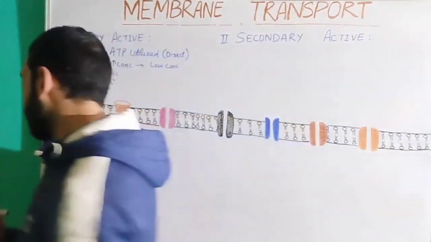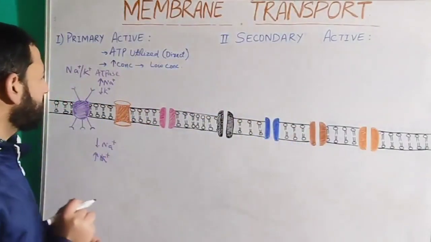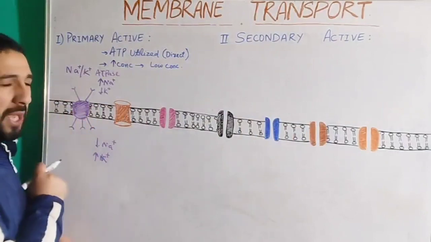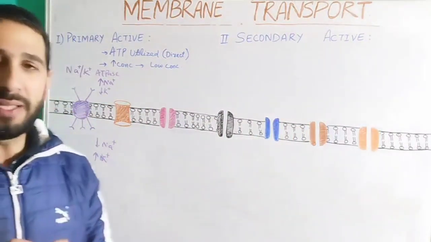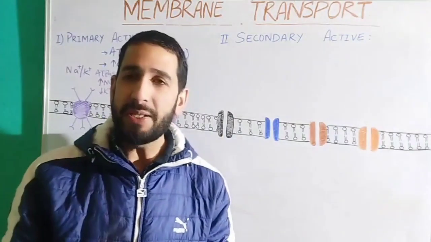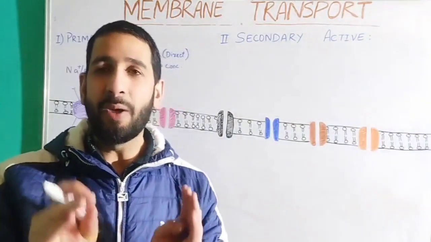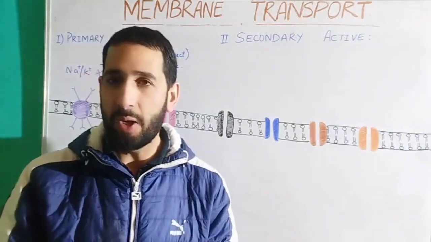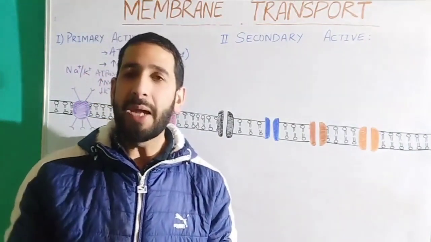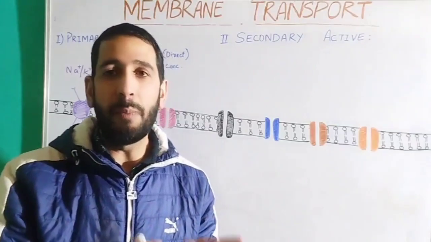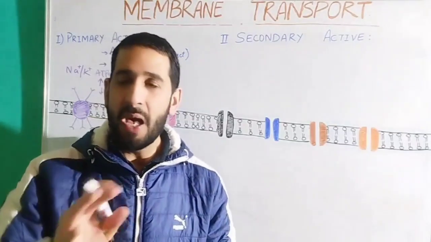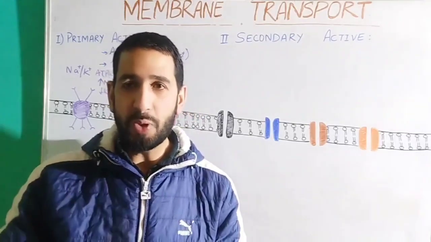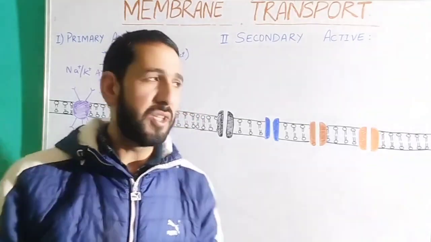Now what this sodium potassium ATPase is actually doing, you have to remember one thing: sodium potassium ATPase is present in almost all the cells of the body. It has a great importance in our body. Different mechanisms are actually depending upon this sodium potassium ATPase. We are going to talk about that in many lectures which we are going to upload in the near future, inshallah.